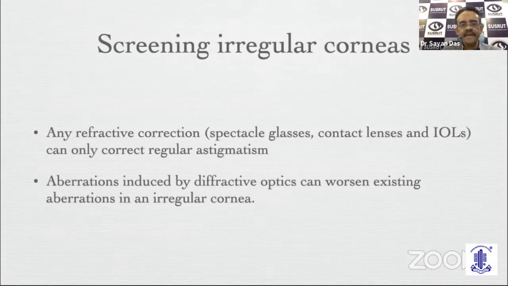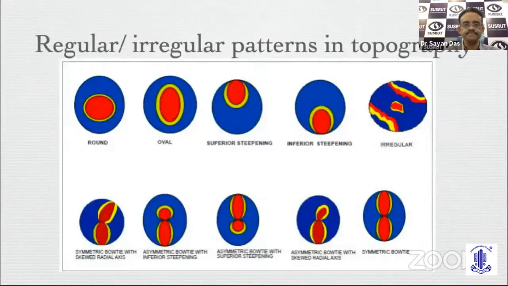Screening irregular corneas. We know that any refractive correction, be it spectacle glasses, contact lenses, or IOLs, can only correct regular astigmatism. It cannot correct irregular astigmatisms. And aberrations induced by diffractive optics of multifocal IOL can worsen existing aberrations in an irregular cornea.